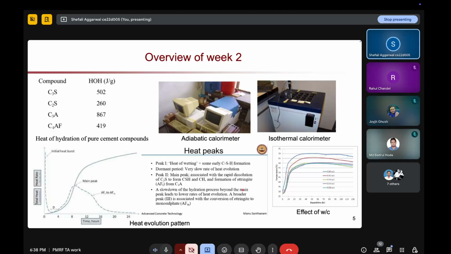Another thing is how these peaks or total heat will be affected by different factors. The first factor is the effect of water cement ratio. If your water cement ratio increases from 0.4 to 0.6, the increase in water cement ratio will decrease the total heat produced. Generally, if you increase the water content, your heat evolved will be less. Okay.